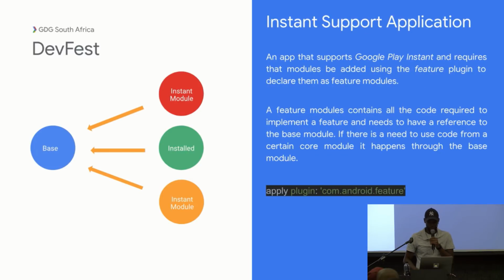So let's look at instant support applications. An instant support application is one that actually supports the Google Play Instant and requires modules to be able to add it.